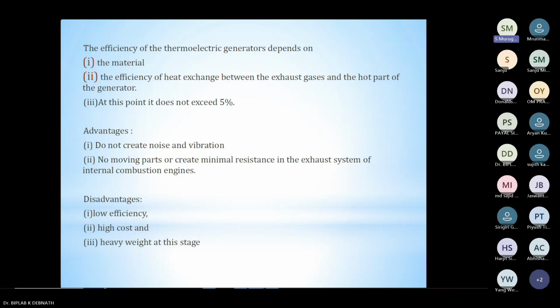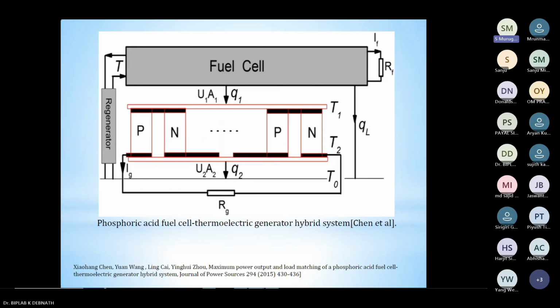Disadvantages are three. The main disadvantages are three. One is low conversion efficiency. The second one is high cost, and the third one is the heavy weight of the system.